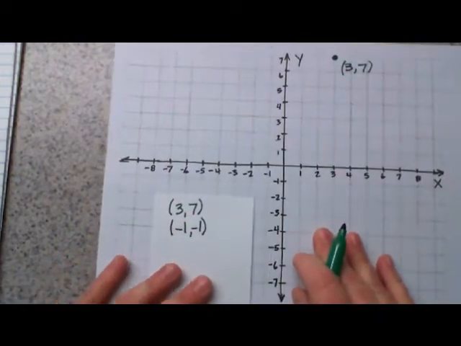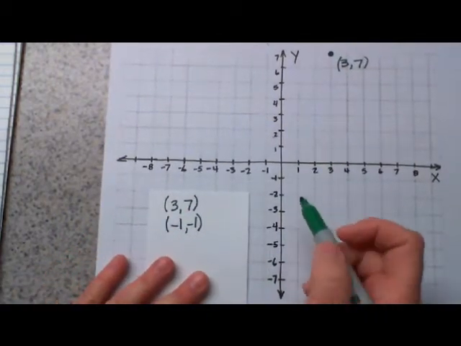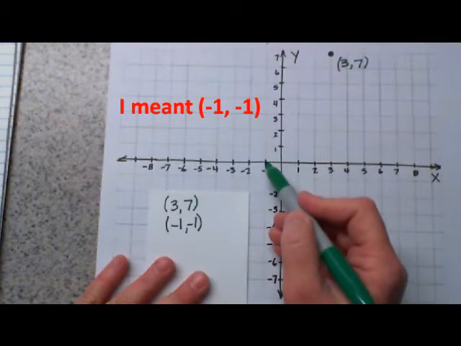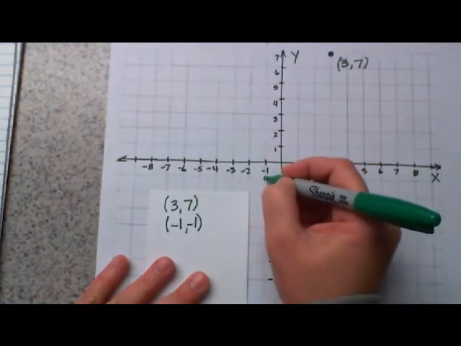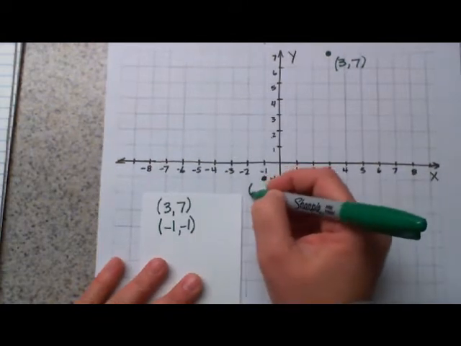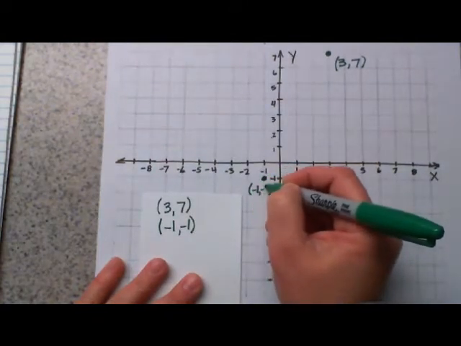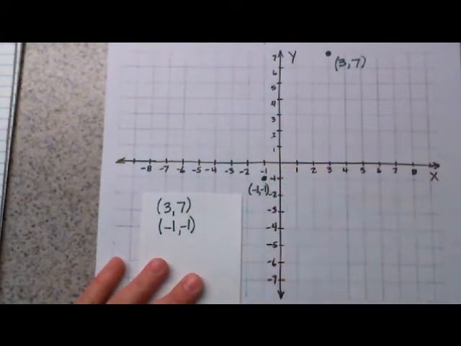Second point is (-1, -1). Start at the origin, go -1 step, and down 1 step. This is the point (-1, -1).